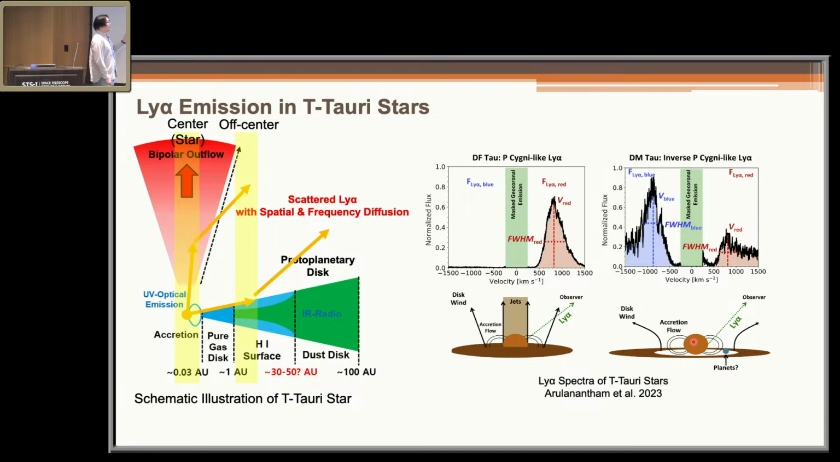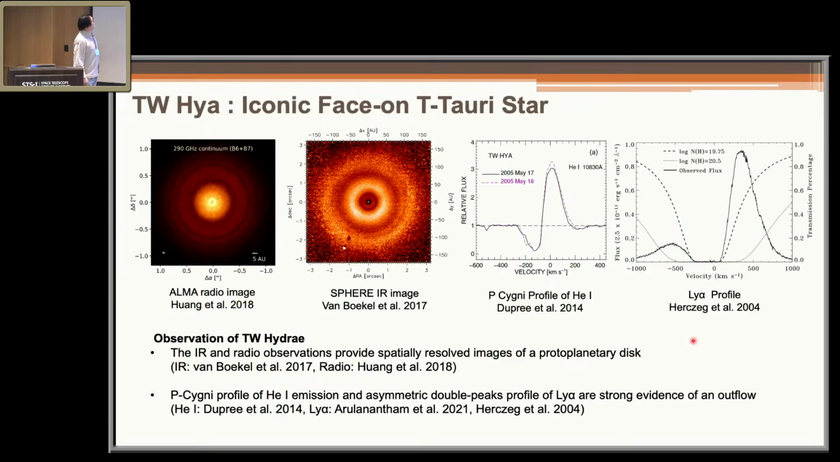One is Lyman alpha from the central star, and the other observation has to do with the location and off-center region. We chose TW Hydrae because this is the iconic face-on star. The two panels here show images of the protoplanetary disk by ALMA and IR observation.